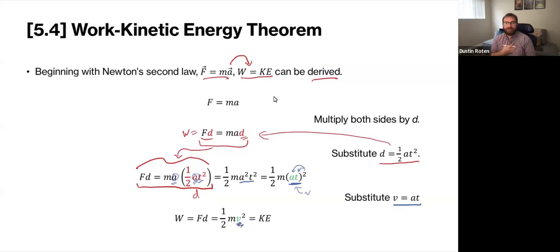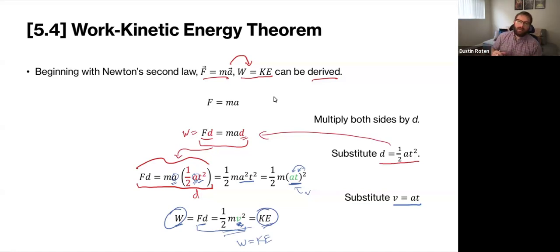So when I make that substitution, look at what I get. I get essentially FD equals 1/2 mv squared. Well, we know that work equals FD, and we know that 1/2 mv squared is kinetic energy. And since all these things are equal, we can just grab the things on the end. They're all equal. So work equals kinetic energy.